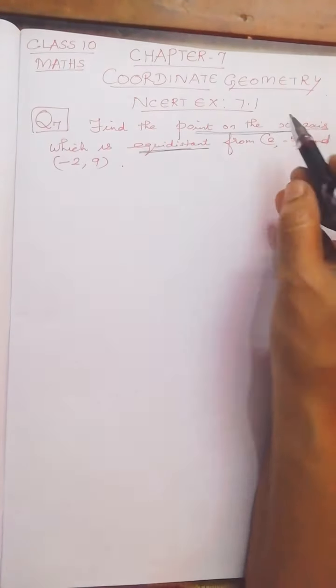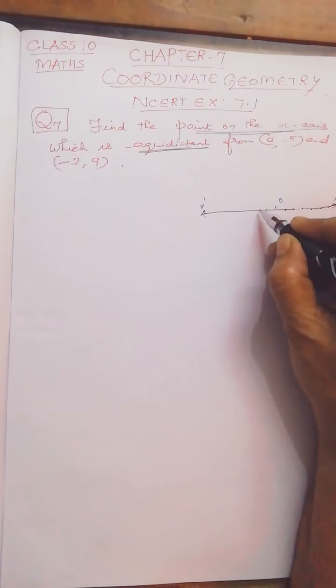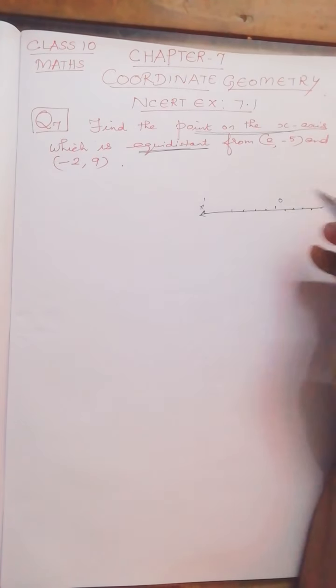So let us have a recall. You all know this is the horizontal axis, that is X'OX. This is the x-axis, the horizontal axis. So we are asked to find a point on the x-axis. Any point on the x-axis will be (1, 0), (2, 0), (3, 0), (4, 0), (5, 0), (6, 0). If it goes to the negative side, then it is (-1, 0), (-2, 0), (-3, 0). From this you can understand that when a point is lying on the x-axis, the y coordinate will always be 0.